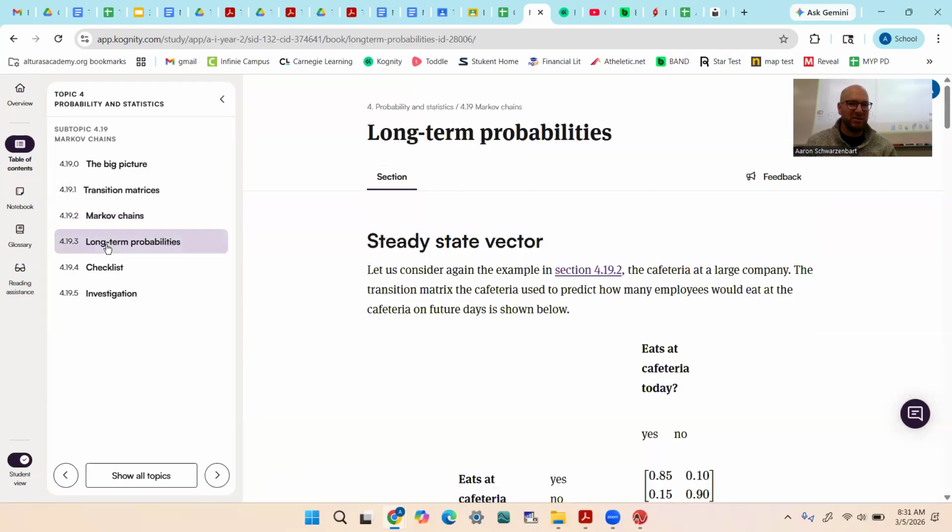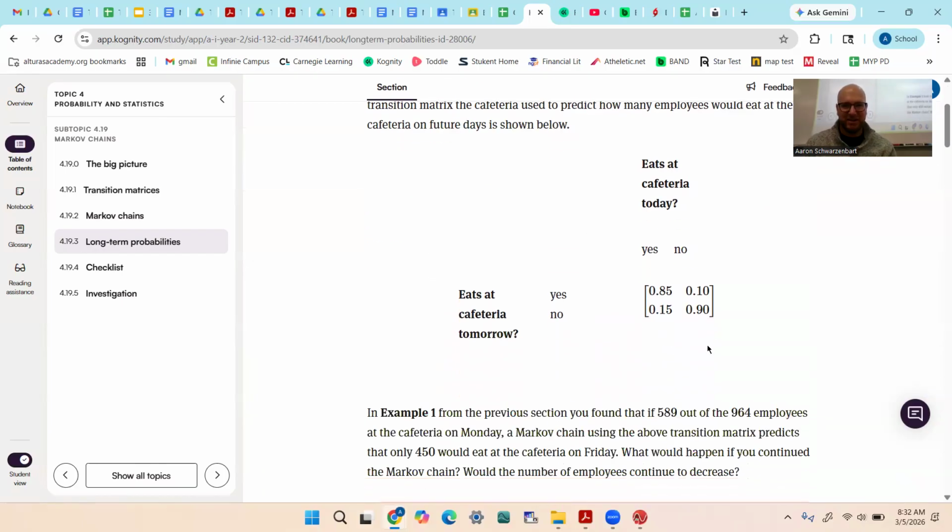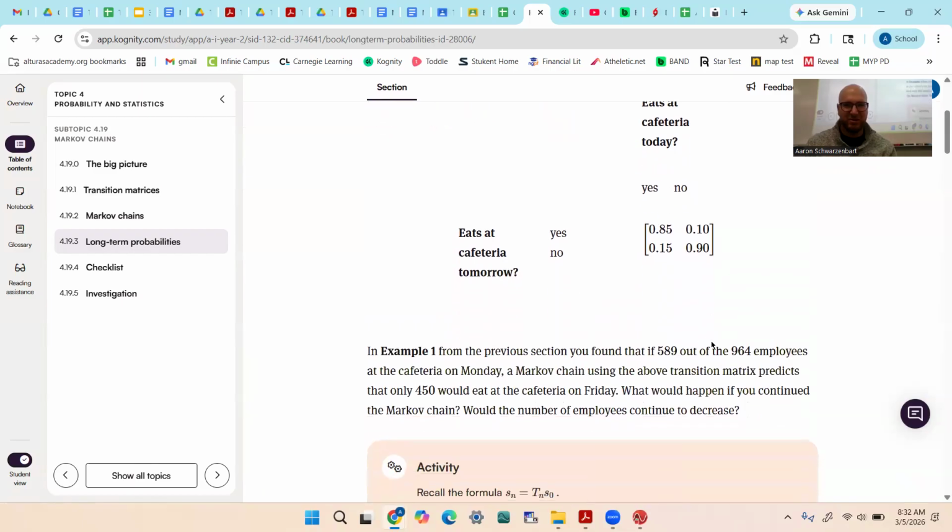Now we're going to talk about long-term probabilities and steady state vectors. It's a little interesting. If I want the long-term probability and I know the transition matrix, I could just use my calculator to do it to the 10,000th power or 1,000th power or whatever. So here I've got this, and I'll show it to you.